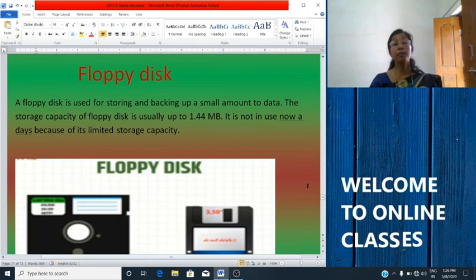To read data from a floppy, you need a floppy drive. Nowadays computers are coming without a floppy drive because we are not using these floppies nowadays. Okay? You can see the picture of a floppy disk on the screen.